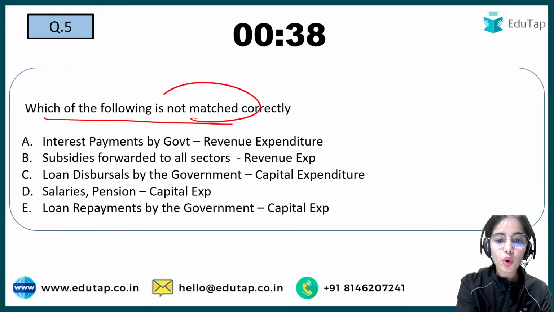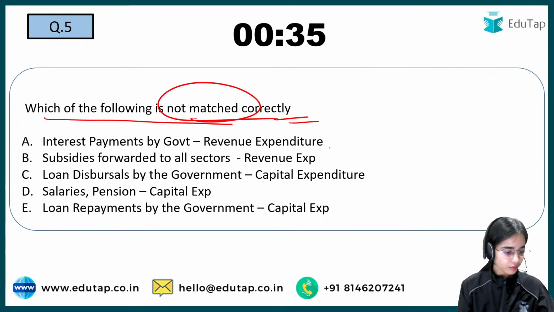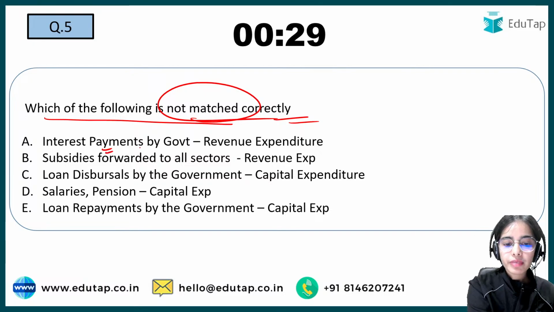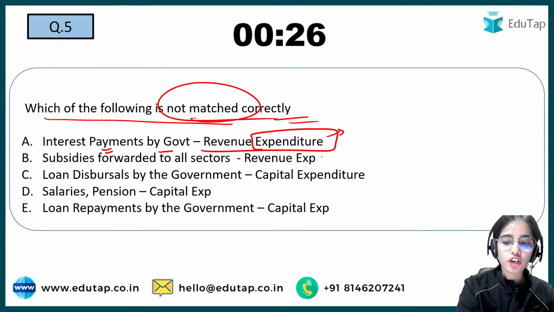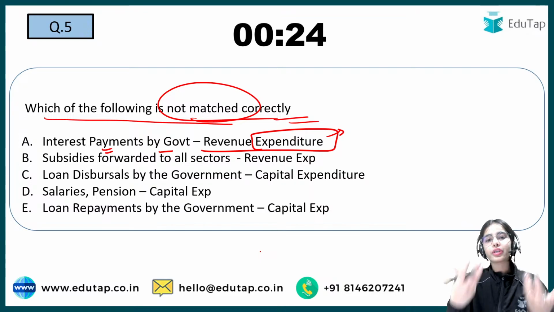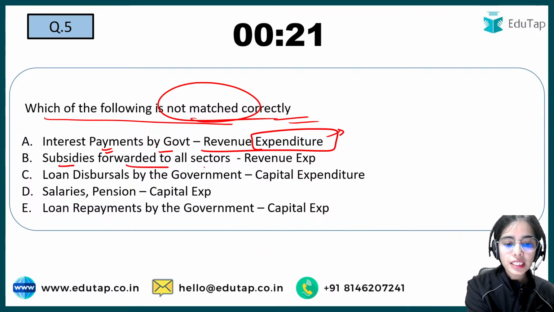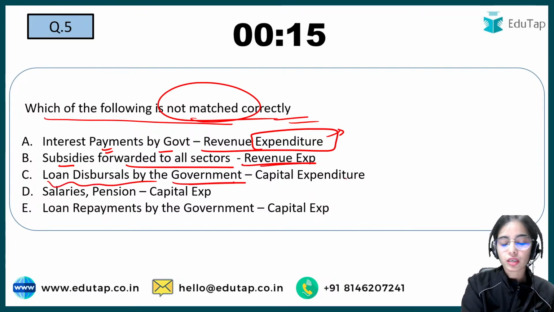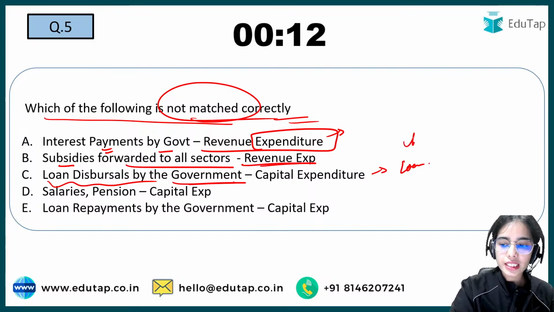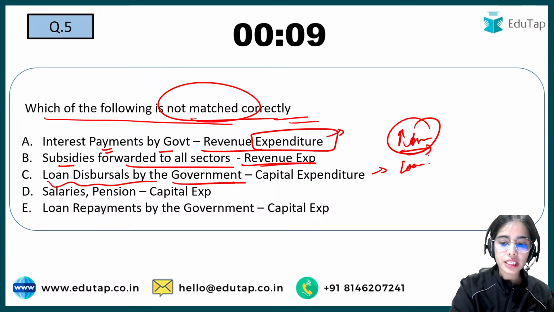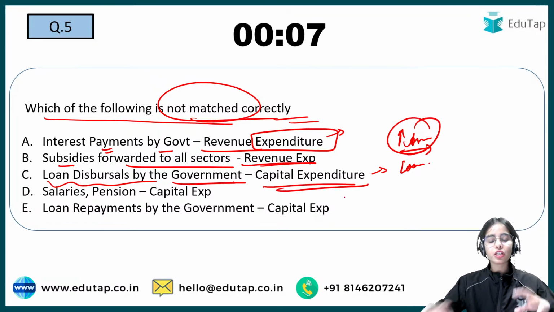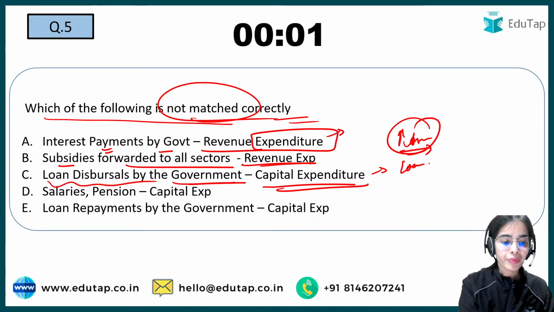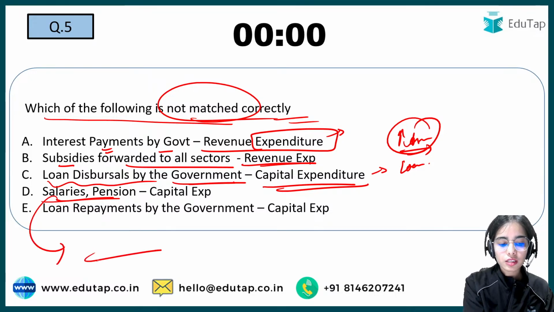Which of the following is not matched correctly? That you have to tell me. Interest payments by the government, this is the revenue expenditure that the government has to do on a regular basis. The government has to pay the interest. Subsidies given by the government, that is revenue expenditure. Loan disbursals by the government, that is the government giving the loan, which is an asset of the government, so the government is creating the asset, so that is capital expenditure, because if the government is giving the loan, on this the government is going to earn the interest, so that is an asset for the government. Salaries, pension, they come under the revenue expenditure.